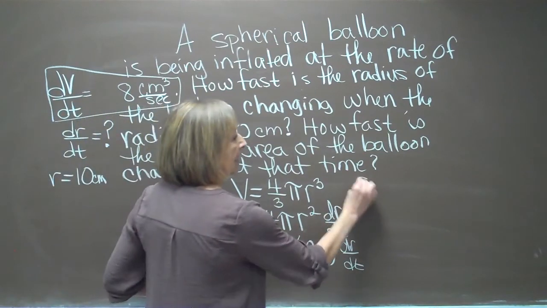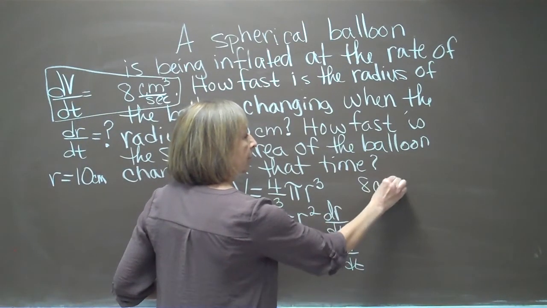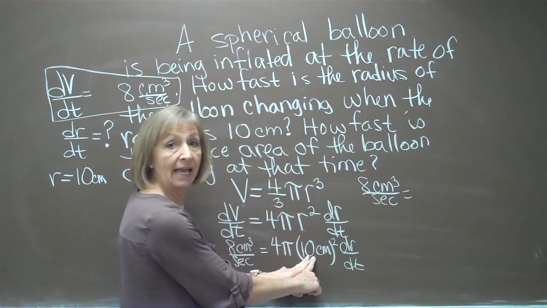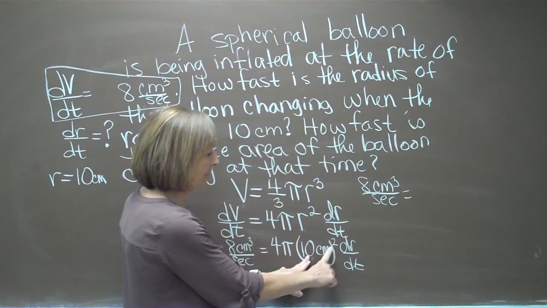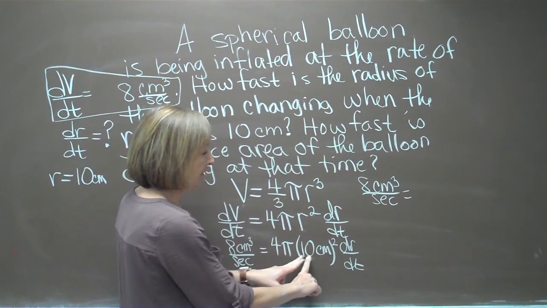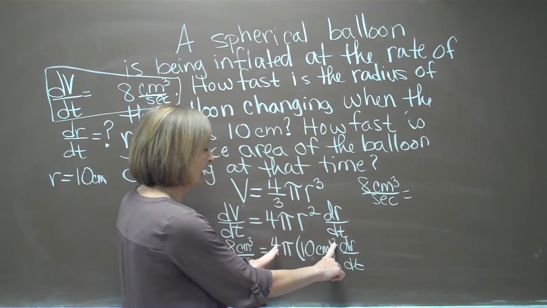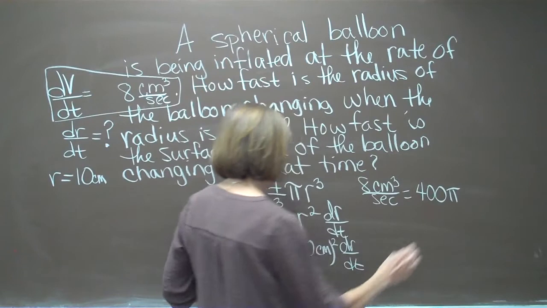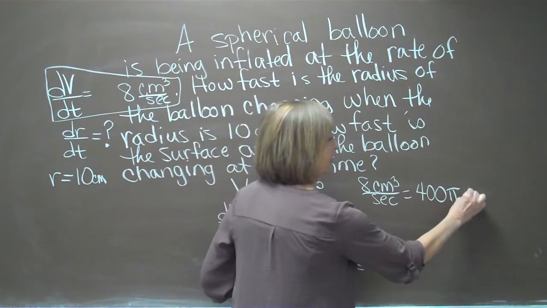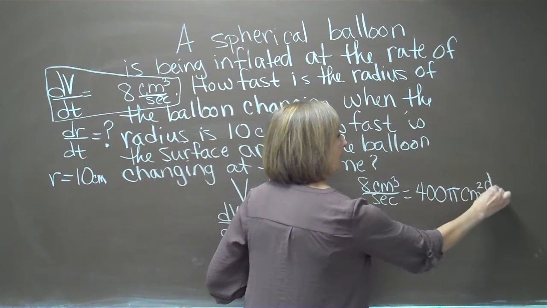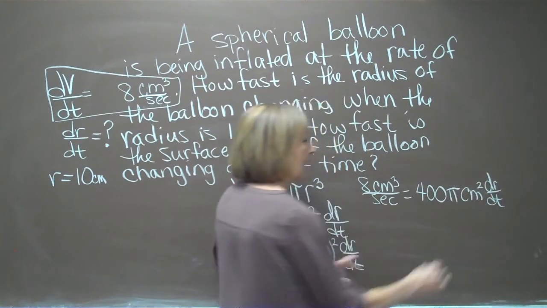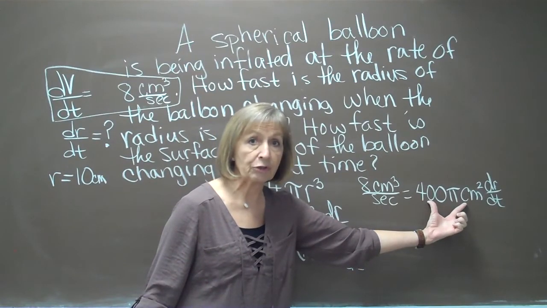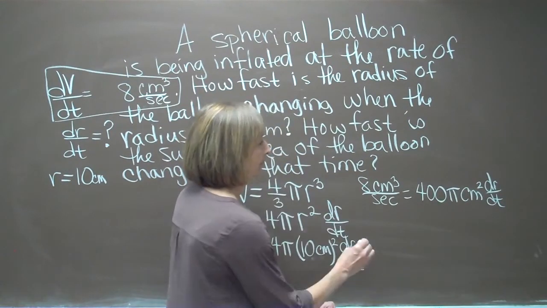So that will give me 8 cubic centimeters per second is equal to, well, 10 squared is 100 and centimeters squared, and then multiply that to the number. So I have 100 times 4 times pi is 400 pi square centimeters times dr/dt. And I want to solve for dr/dt. So we're going to divide both sides by 400 pi square centimeters.